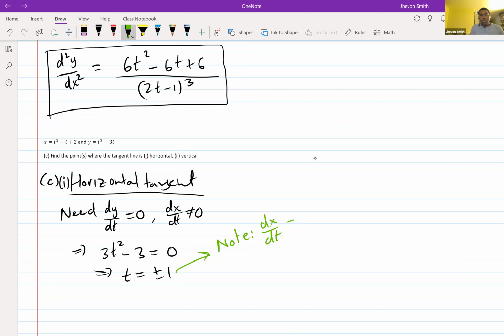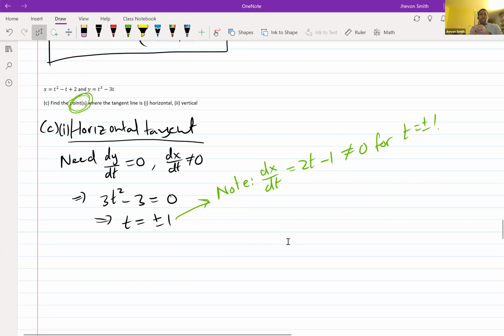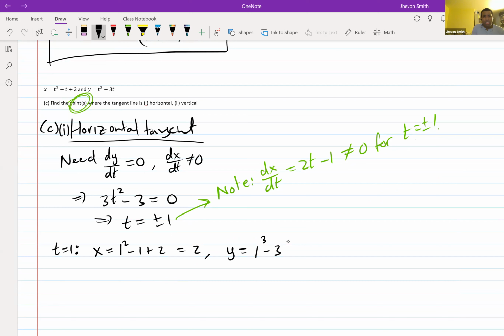dx/dt, which is equal to 2t minus 1, is not equal to 0 for t equals plus or minus 1. So these are actually the points that we want. Now, it did ask you to find the points, so I do need to talk about coordinates here. When t equals 1, our x would be equal to 1 squared minus 1 plus 2. That's just 2. And our y would equal 1 cubed minus 3 times 1, which is minus 2. So that gives us (2, -2).